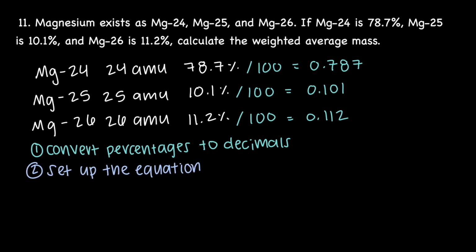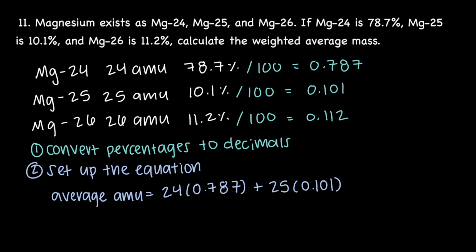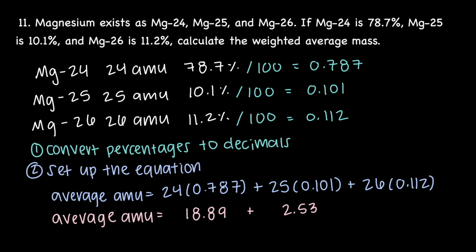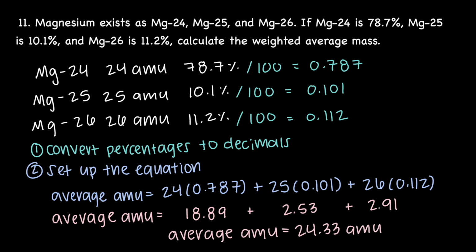Now, set up the calculation by multiplying the decimal abundance by the isotope mass and adding all values together. 24 times 0.787 plus 25 times 0.101 plus 26 times 0.112. Add these values together, 18.89 plus 2.53 plus 2.91. The result is 24.33 atomic mass units.